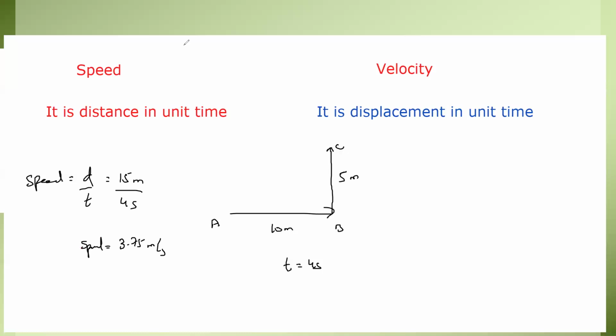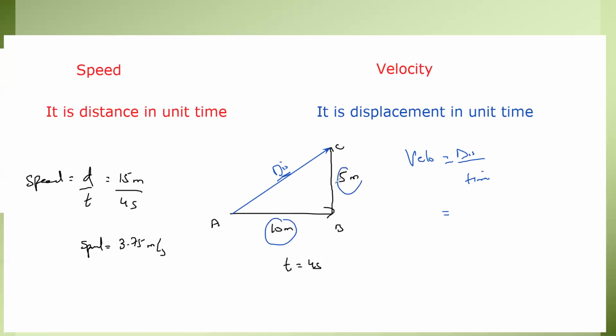But what about the displacement? To work out the displacement, you have to draw a straight line from start till the end. Always from the start to the end, that will be the straight line. In this case, this will be the displacement. And velocity is displacement in a unit time. So what about the displacement?